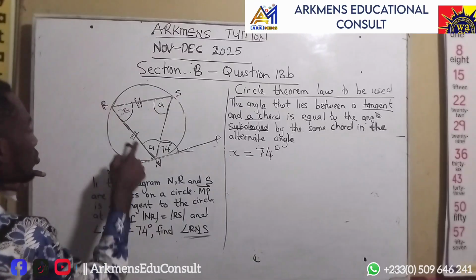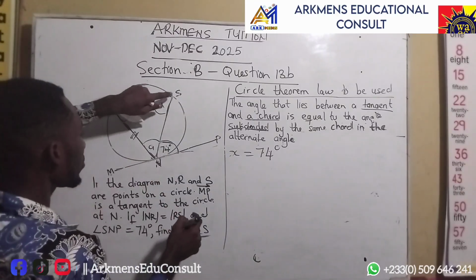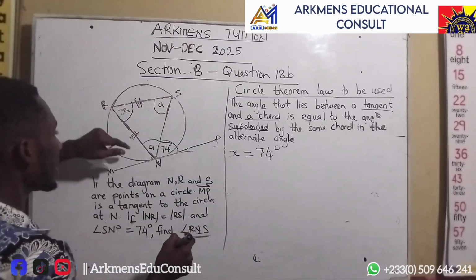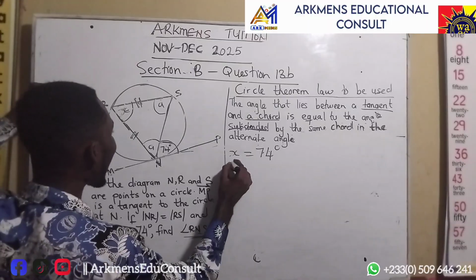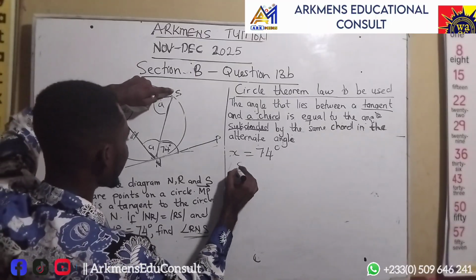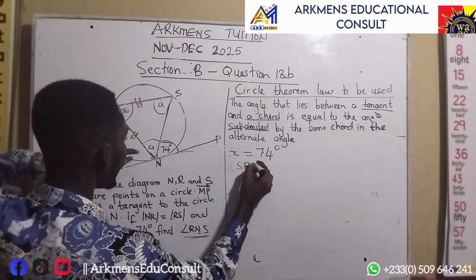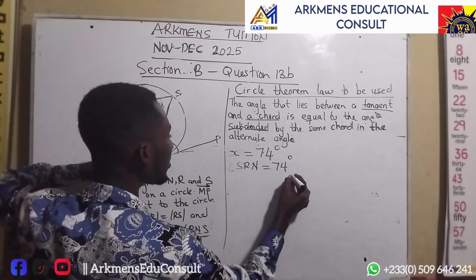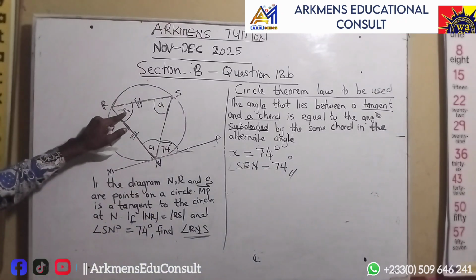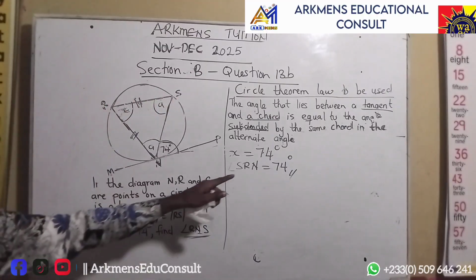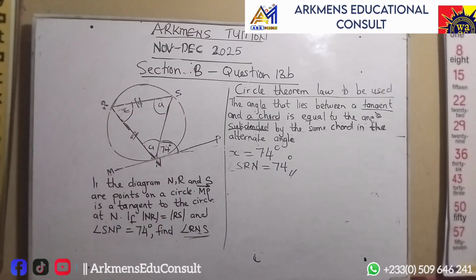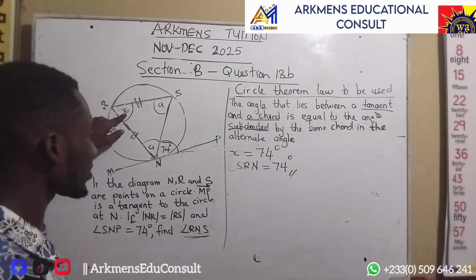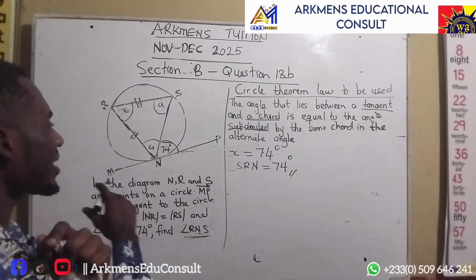If you want to use the vertices, the names of the points, you will say that angle SRN is equal to 74 degrees. That is if you don't want to put any variable, any alphabet there to represent it. You want to use these points, you can do it this way. So now I know that this place is 74 degrees. It's going to make my working easy.